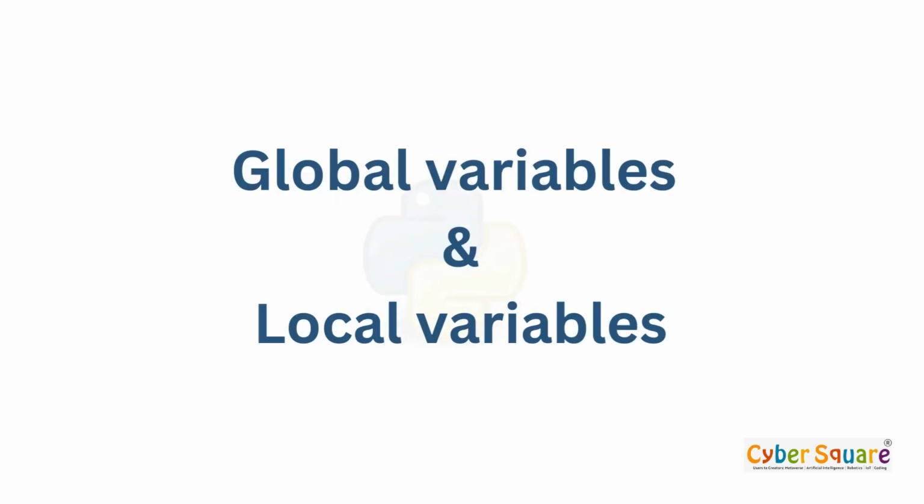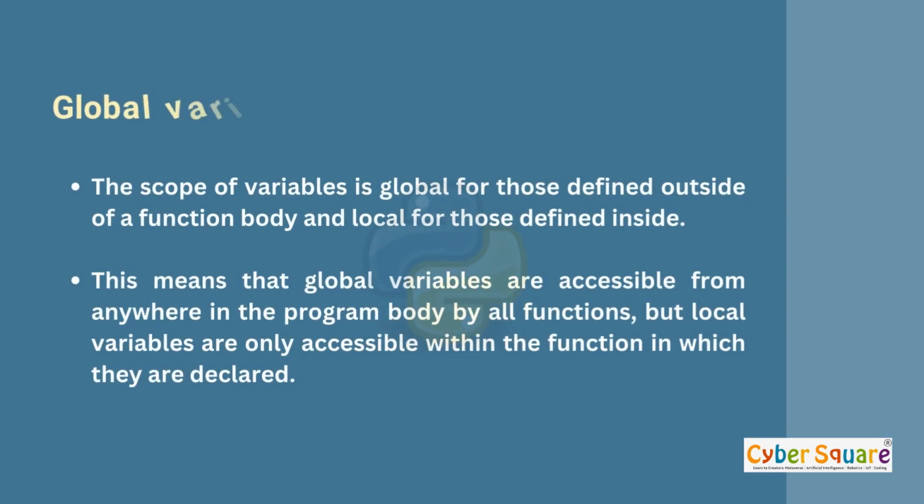Alright, so now we can discuss global and local variables. The scope of variables is global for those defined outside of a function body and local for those defined inside. This means that global variables are accessible from anywhere in the program body by all functions, but local variables are only accessible within the function in which they are declared.